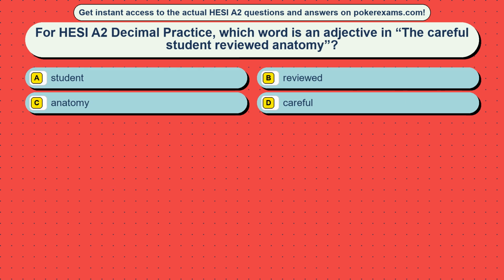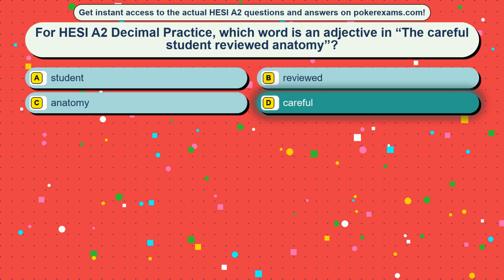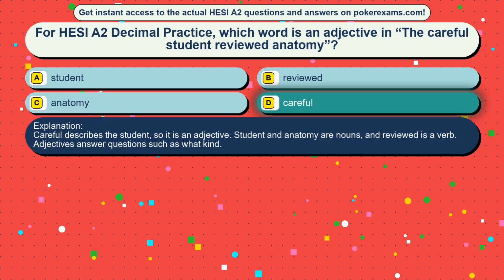Question 42. For HESI A2 decimal practice, which word is an adjective in the careful student reviewed anatomy? Option A, student. Option B, reviewed. Option C, the anatomy. Option D, careful. The correct answer is option D, careful. Careful describes the student, so it is an adjective. Student and anatomy are nouns, and reviewed is a verb. Adjectives answer questions such as what kind.